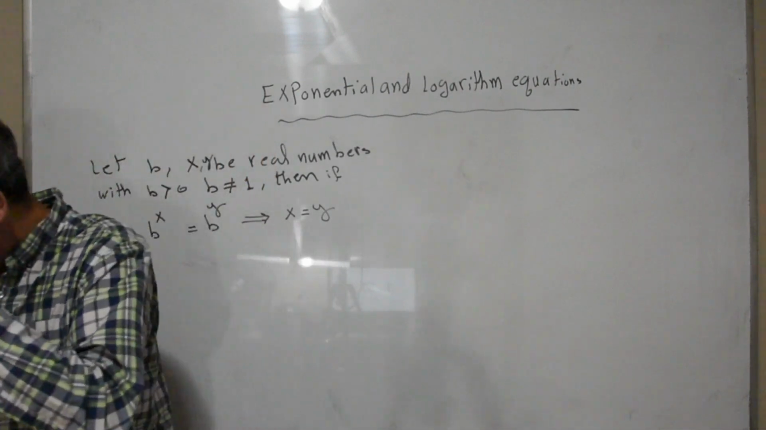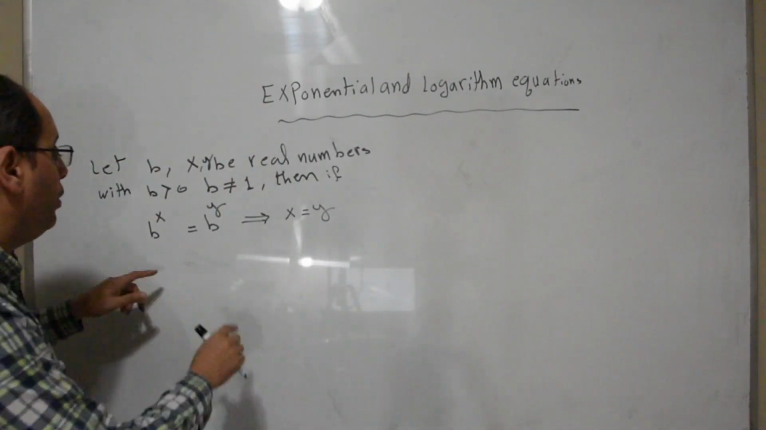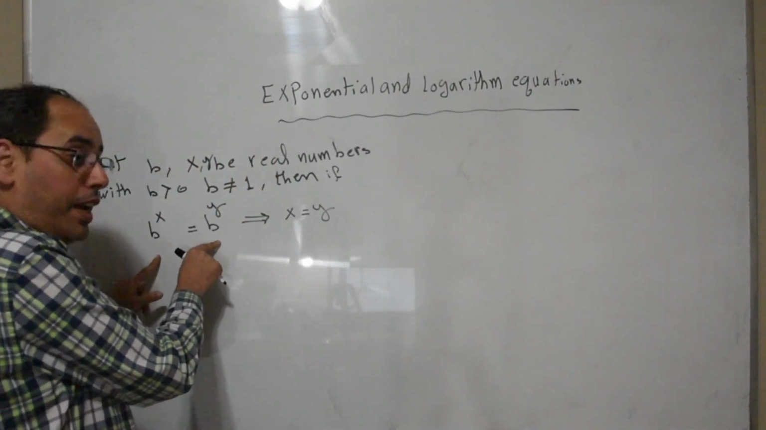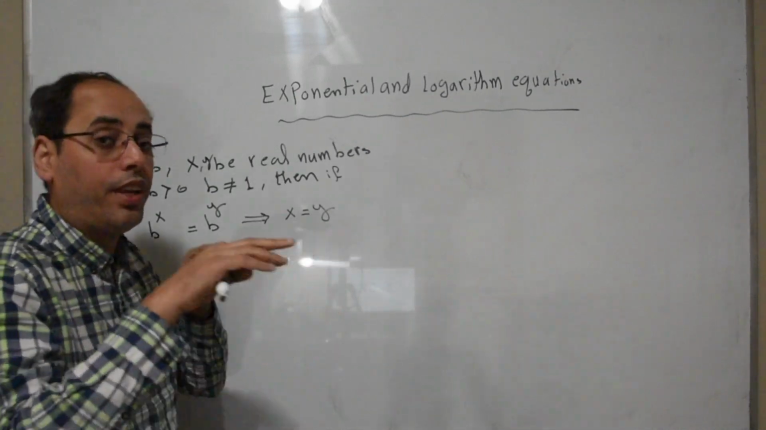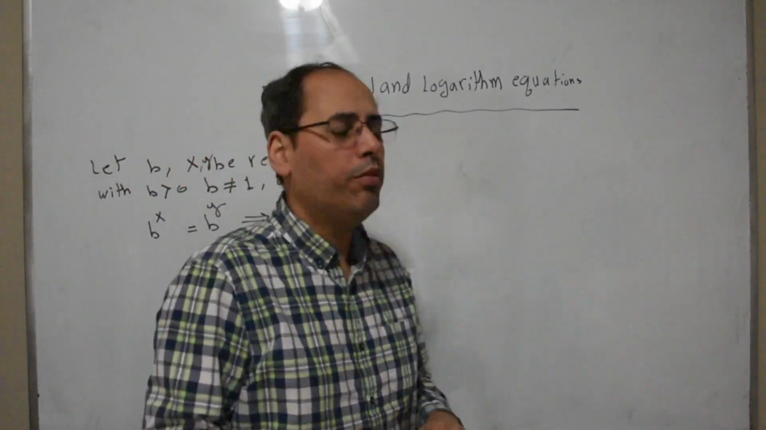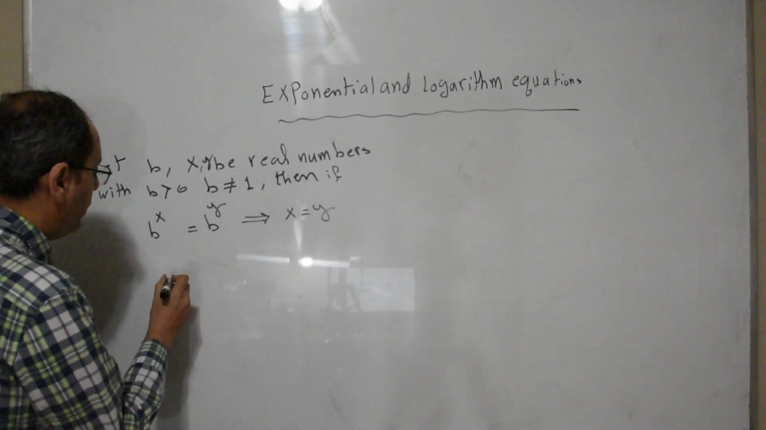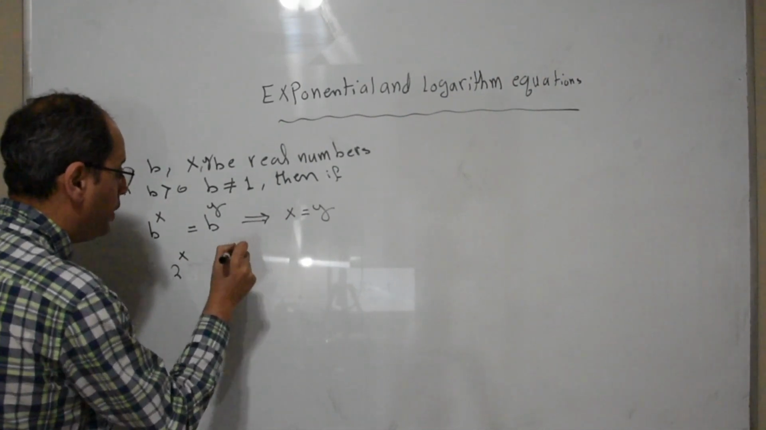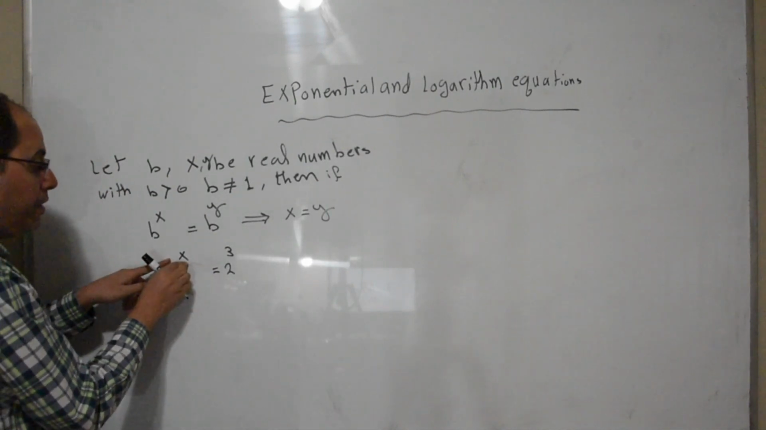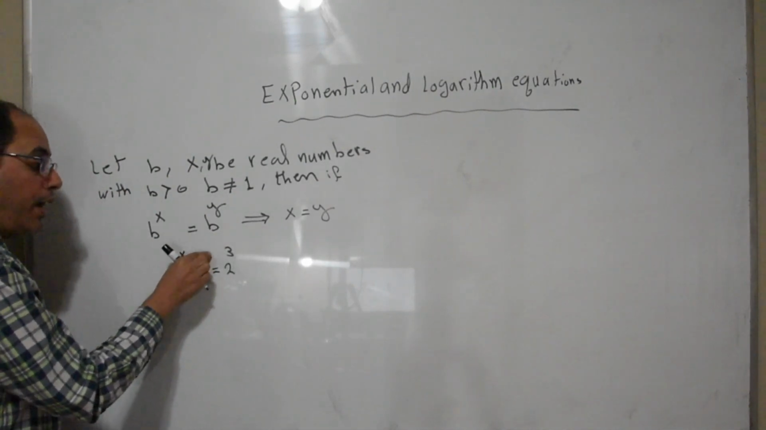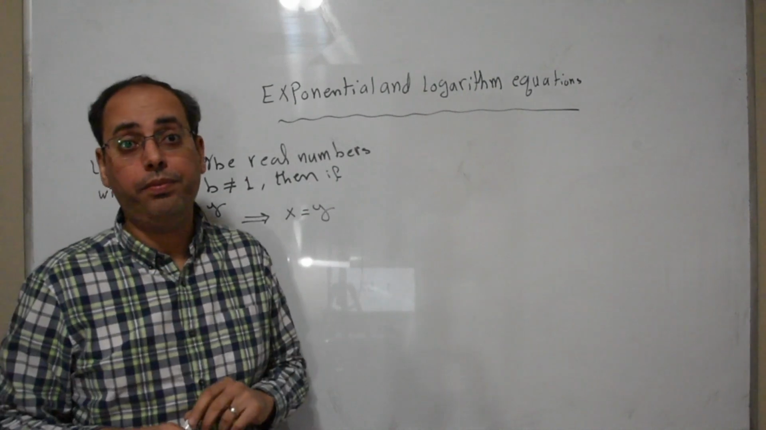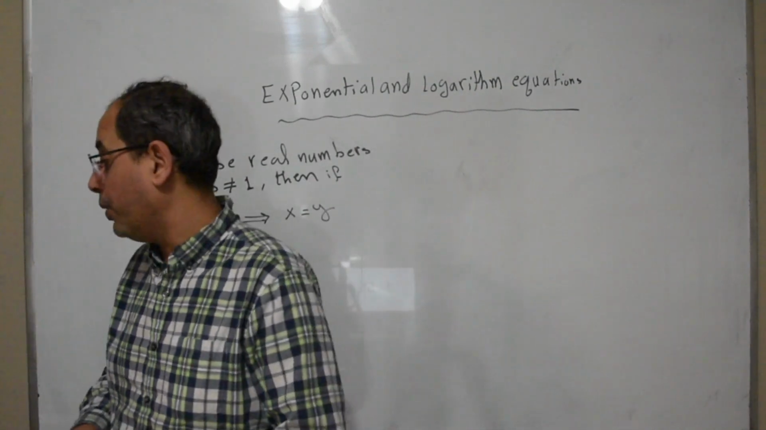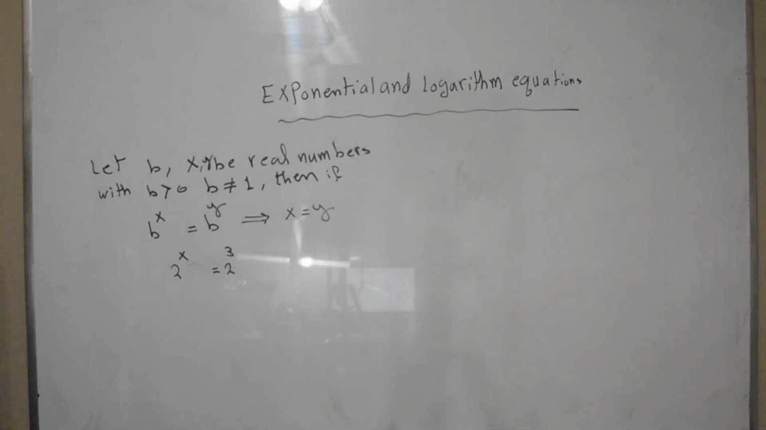What does it mean? If I have equations where the bases are the same, then the exponents are the same. For example, if I have 2 to the x equals 2 cubed, they have the same base, that means that the exponents are the same, therefore x equals 3. Does it make sense? Okay, so let's get an example to explain that.